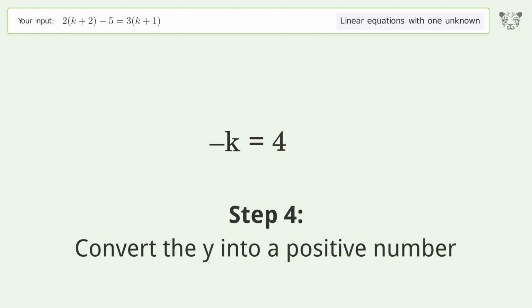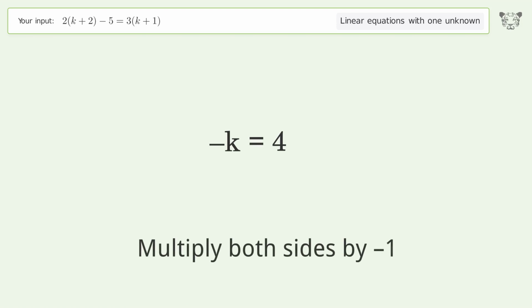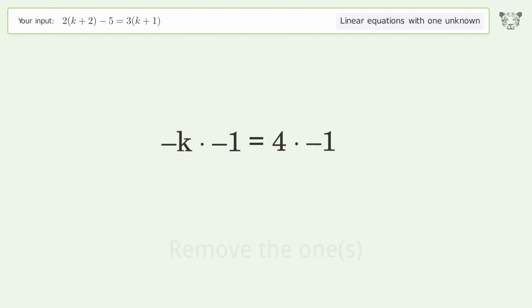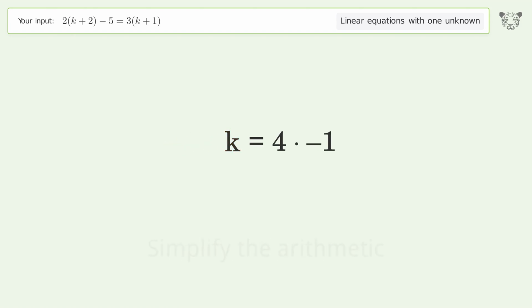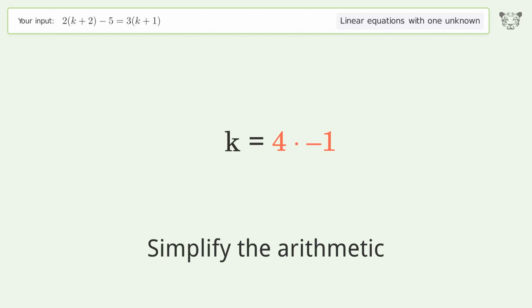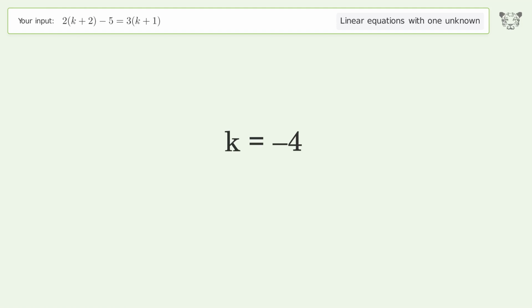Convert the y into a positive number. Multiply both sides by -1. Remove the ones. Simplify the arithmetic. And so the final result is k equals -4.